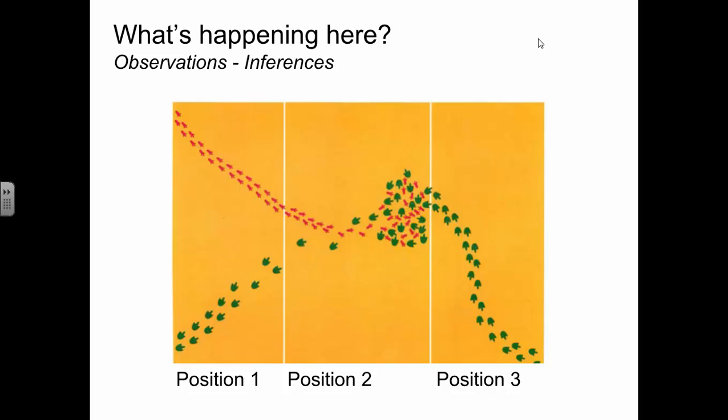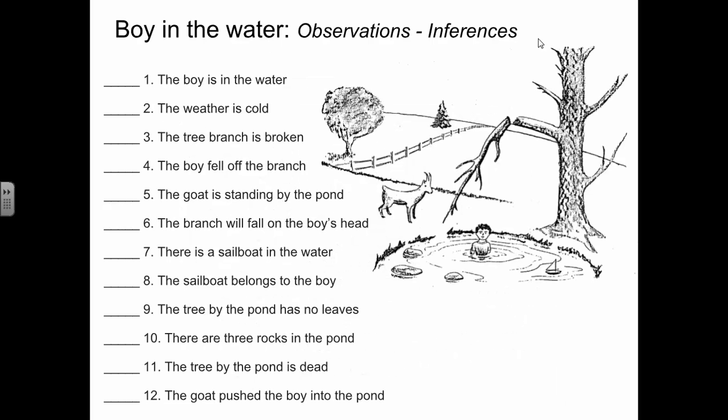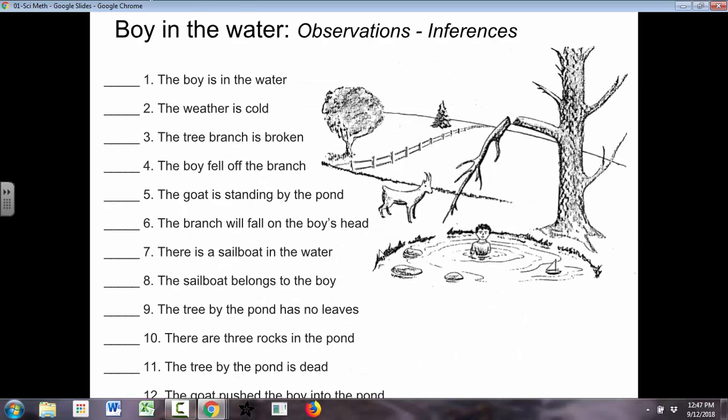What happened? Observation or inference? There was an earthquake. Inference. All right. We don't need to do 8,000 examples. Go down the street.